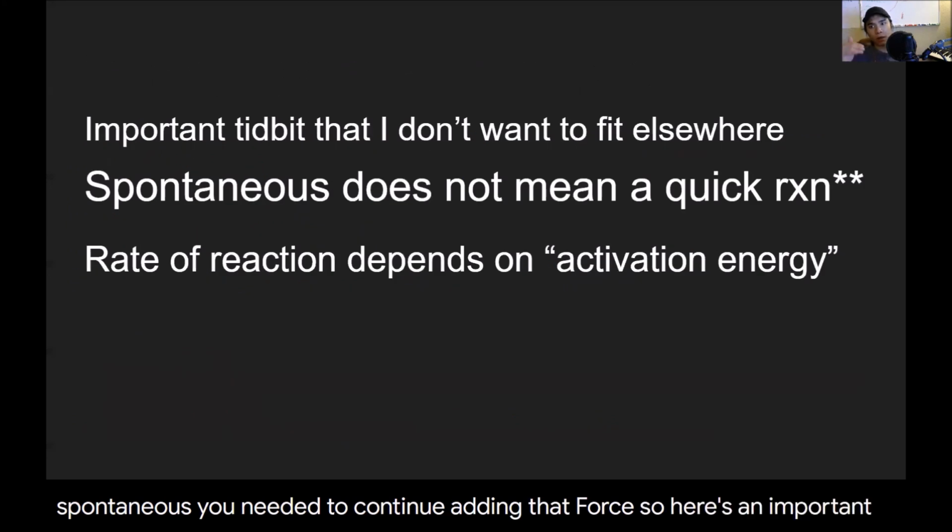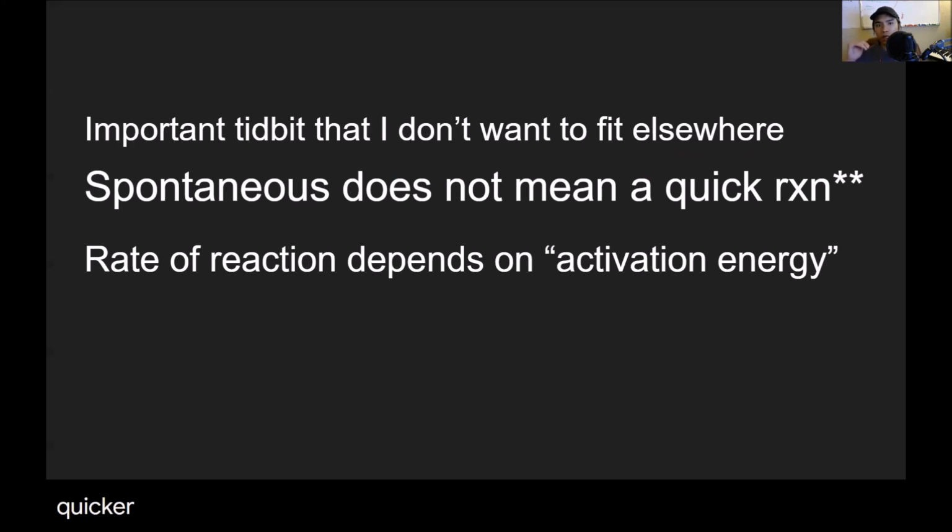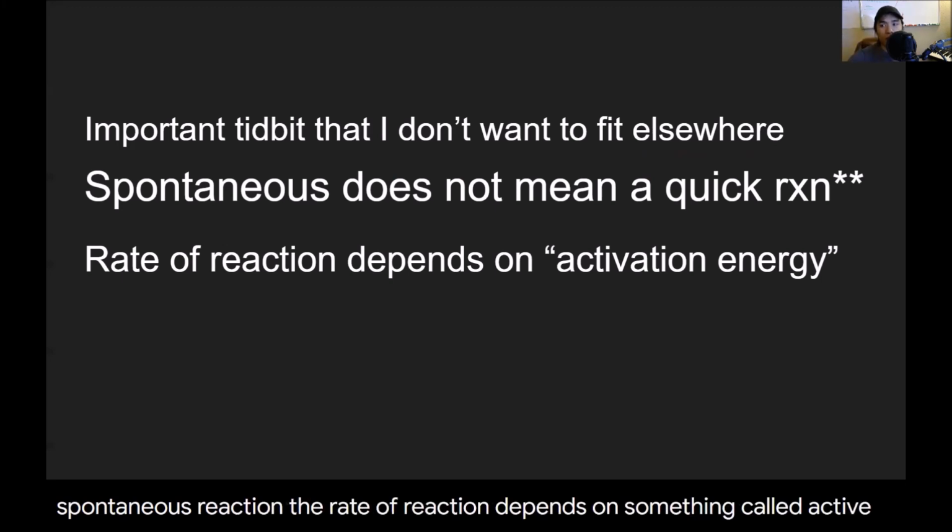So here's an important tidbit I don't want to fit elsewhere, is that spontaneous does not mean that it is a quicker reaction. A spontaneous reaction is not necessarily quicker than a non-spontaneous reaction. The rate of reaction depends on something called activation energy.